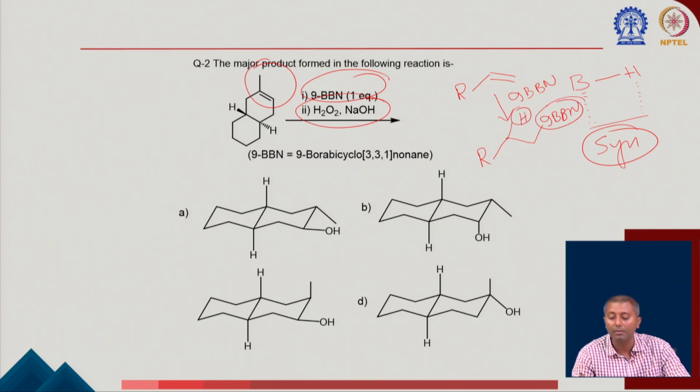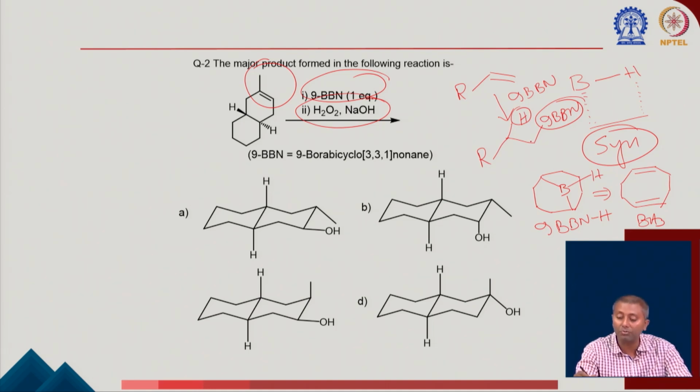If you forgot the structure of 9-BBN, let me tell you the structure one more time. This is the structure, synthesized from the corresponding cyclooctadiene. If you treat cyclooctadiene with BH3, it converts to 9-BBN. Sometimes people write 9-BBN-H also. Then this can go for hydroboration with an olefin, and the boron comes to the terminal carbon. That's why we call it anti-Markovnikov.